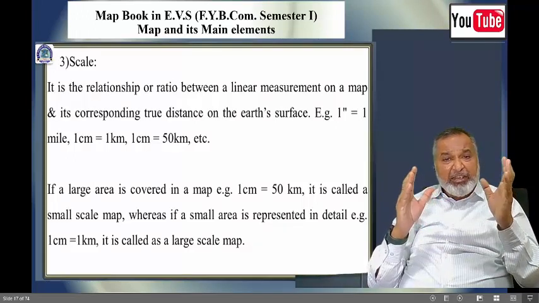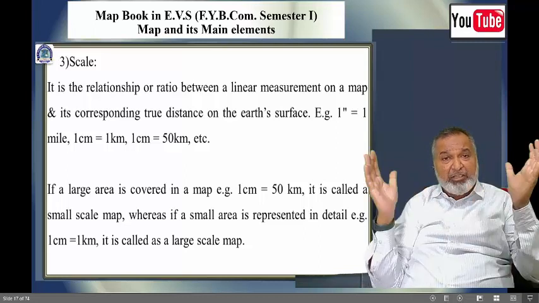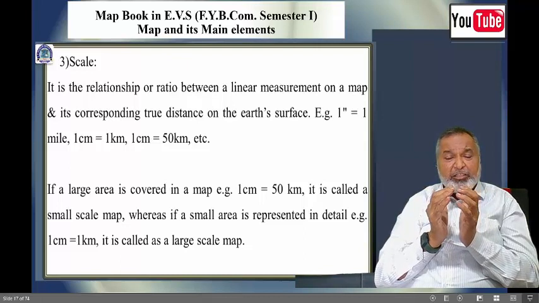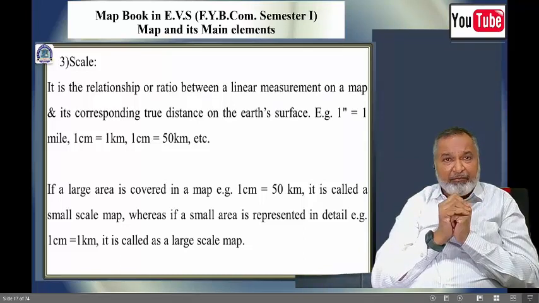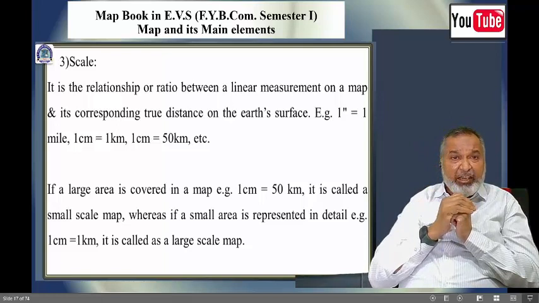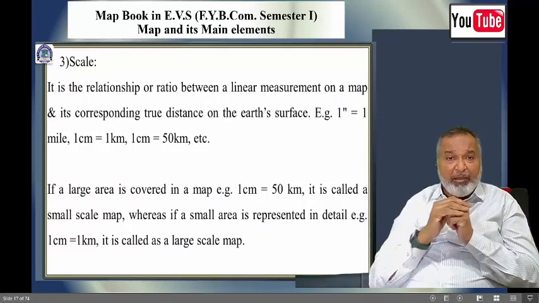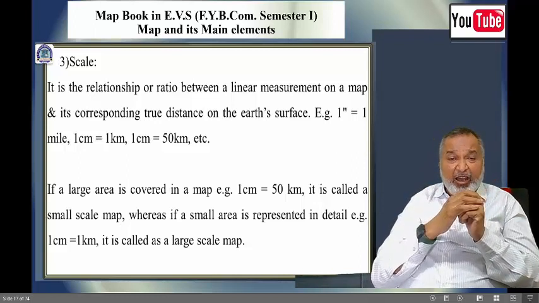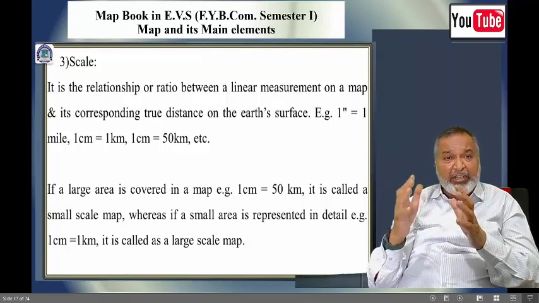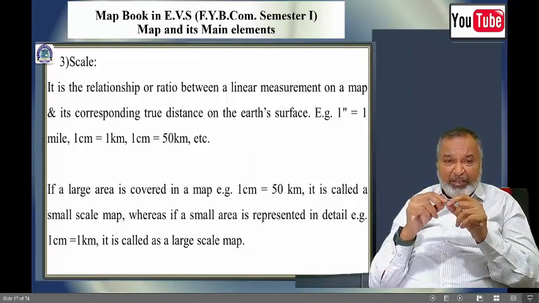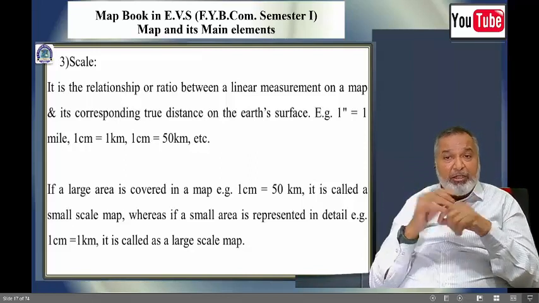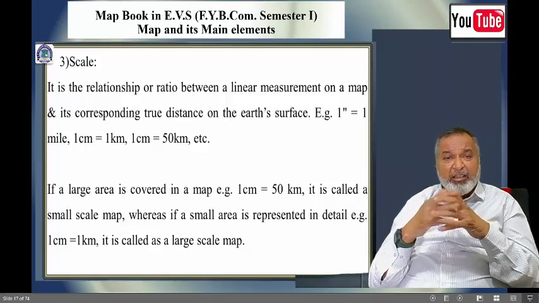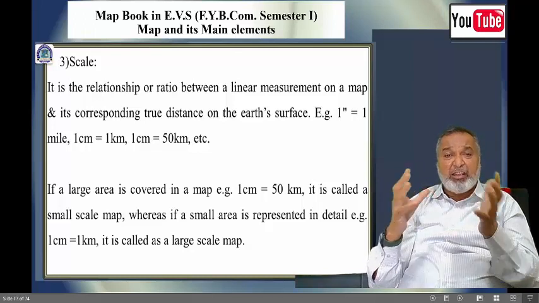If a large area is covered in a map, for example, if you compare a small scale, it is taken only South Bombay. It is a small scale. But if you take the large scale India map, it is a small scale map. So 1 centimeter is equal to 50 kilometers, and a large area is covered. That is called the small scale. But if 1 centimeter is equal to 1 kilometer, then the area covered is small, and that is called the large scale map.